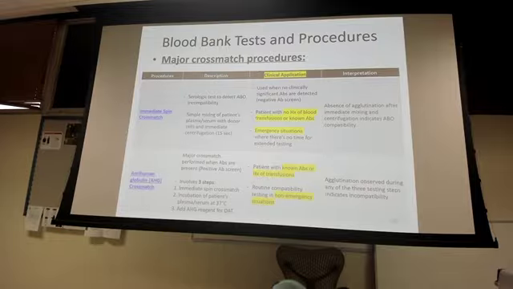All right, so just as I said, there was a major cross-match and a minor cross-match. Now there's two different types of major cross-match. So we have one that we use in emergency situations, and then we have one that we use during normal situations like pre-op, all right? So your emergency major cross-match test would be the immediate spin cross-match, okay? And all we're doing is we're mixing the patient's plasma or serum with the donor cell.